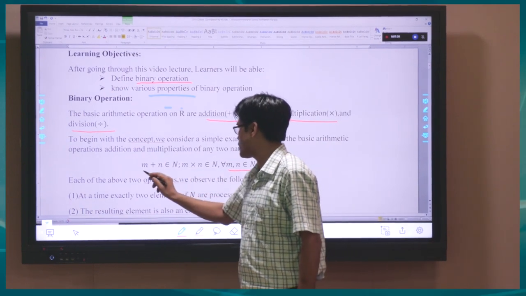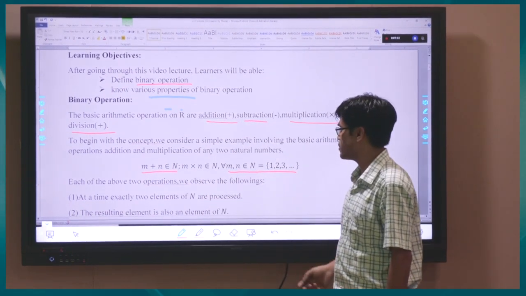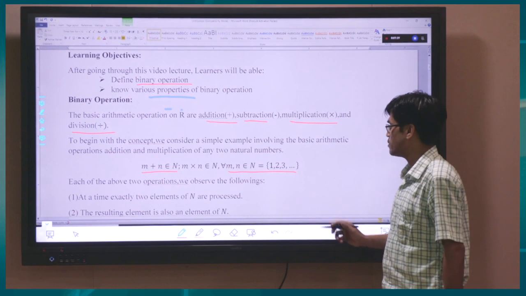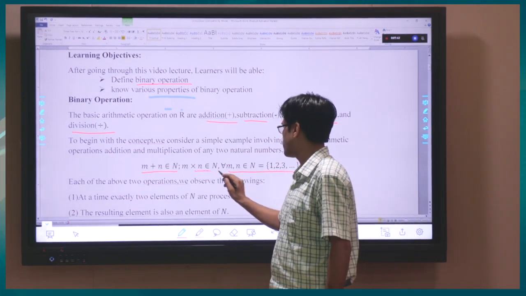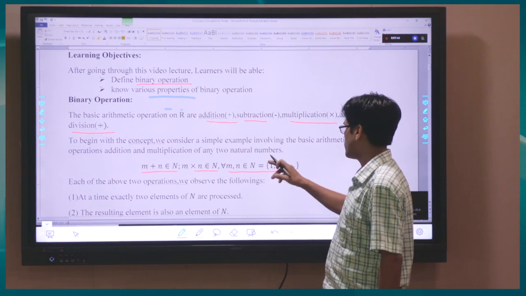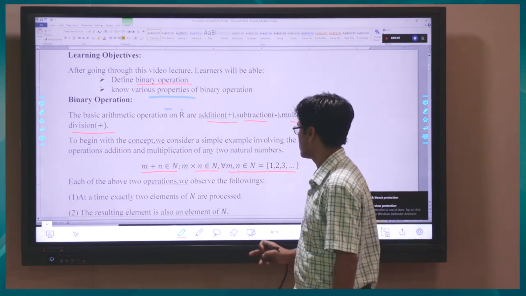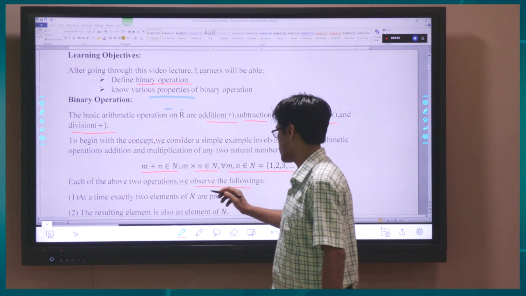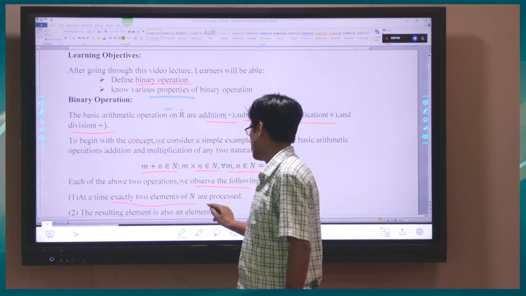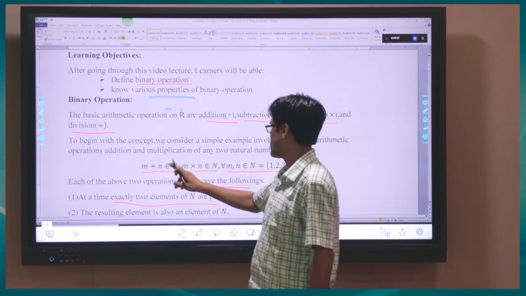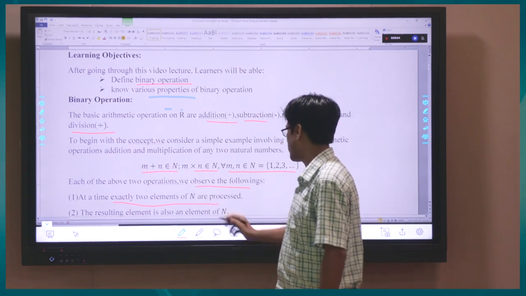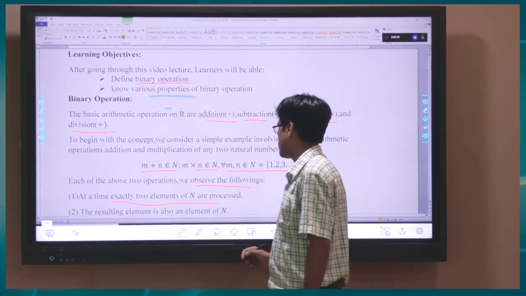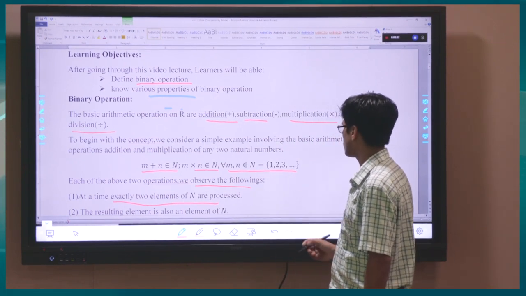So if we add two natural numbers, the result will be again a natural number. So m plus n belongs to N, and similarly, their multiplication also belongs to N. So from these two operations, addition and multiplication, we observe the following results. Here you see at a time exactly two elements of N are possessed. There are two elements, m and n, and the resulting element is also an element of N. Here m plus n belongs to N, and m multiplied by n also belongs to N.